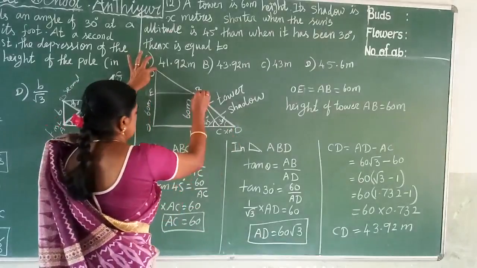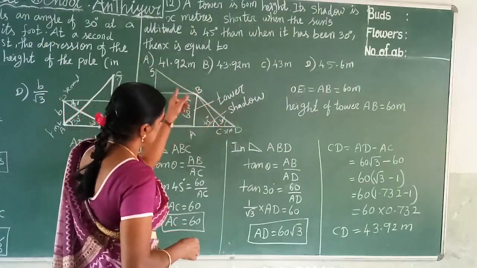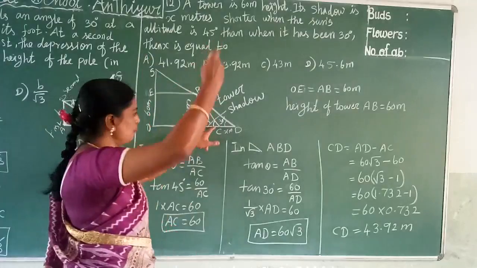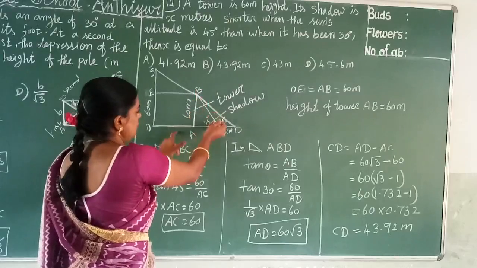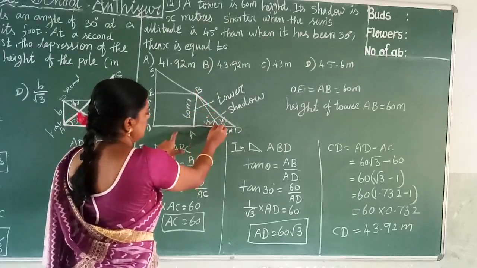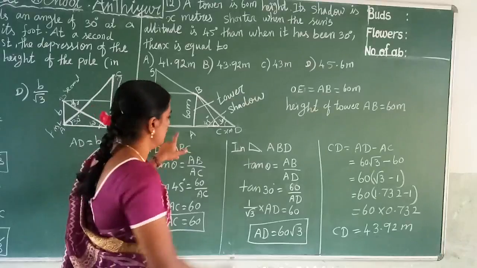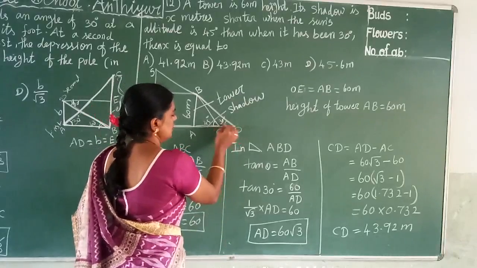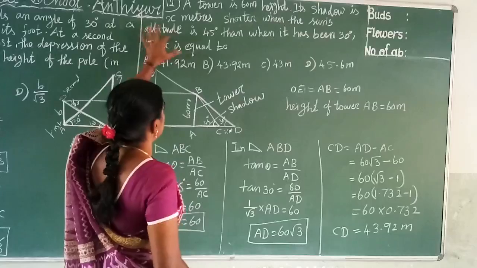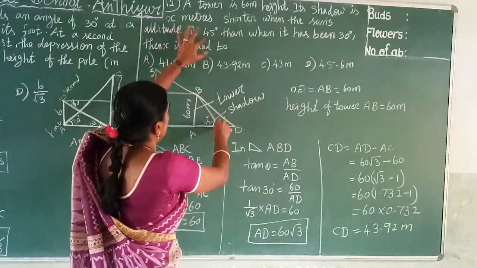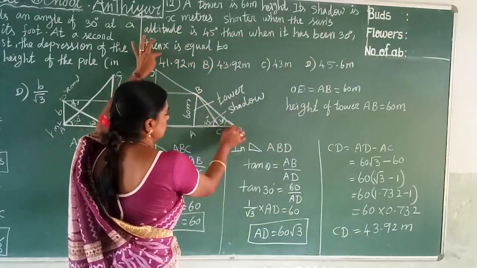Clear? So the tower, this one is tower, that is 60 meter tower. This 60 meter tower shadow 45 degree. So from the sun to this tower shadow is 45 degree. Clear? After that from this place altitude is 30 degree. So what is the distance of this? That is x meter. They are given x meter shorter when the sun's altitude is 45 degree, then when it has been 30 degree, then x is equal to.